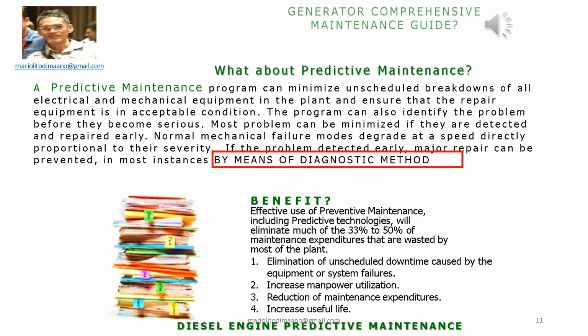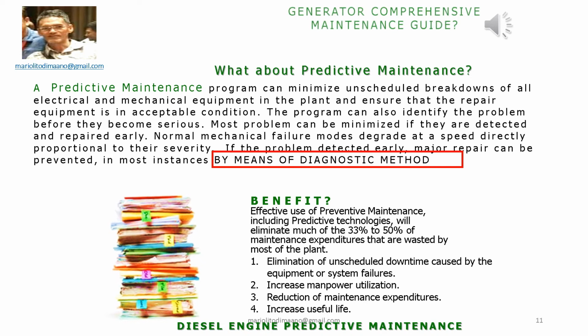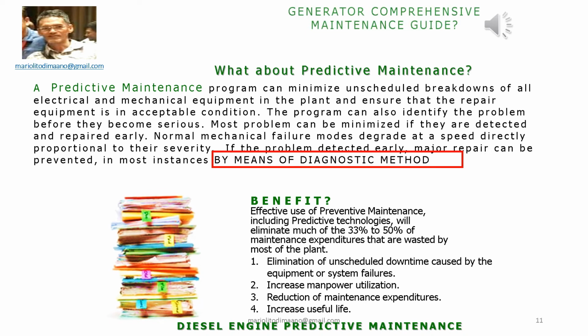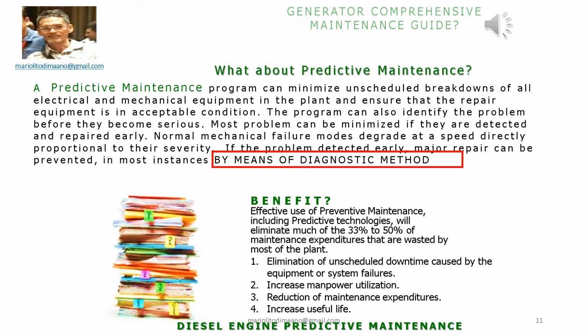What are the benefits? Effective use of preventive maintenance, including predictive technologies, will eliminate much of the 33% to 50% of maintenance expenditures that are wasted by most plants. 1. Elimination of unscheduled downtime caused by equipment or system failures. 2. Increased manpower utilization. 3. Reduction of maintenance expenditures. 4. Increased useful life.